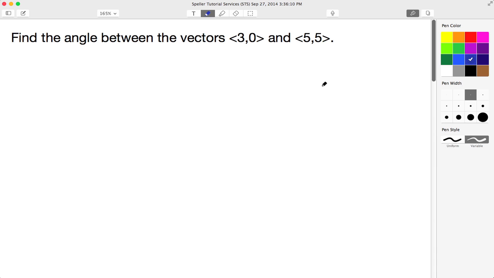Welcome back to STS. In today's video we're going to find the angle between two vectors. One vector we're going to label V and we're going to label the other vector W.